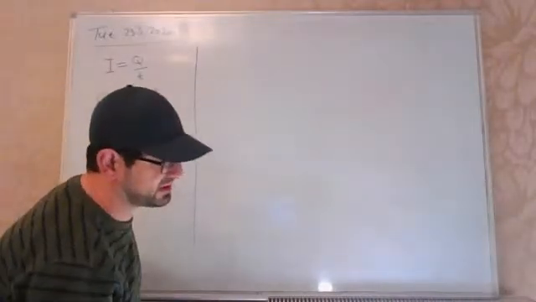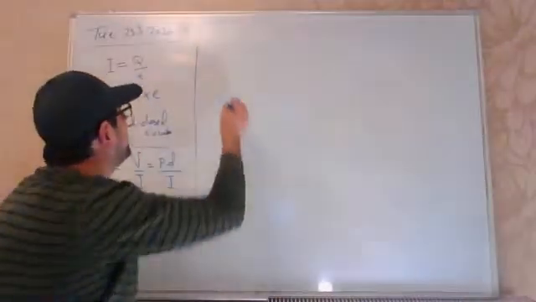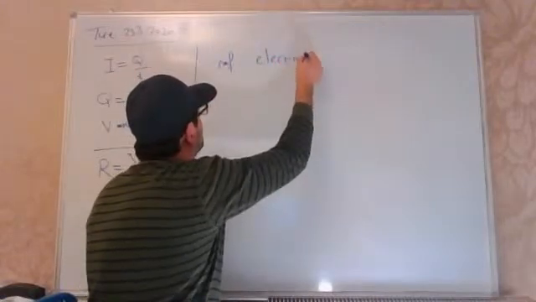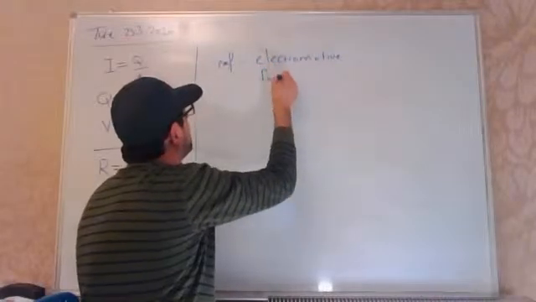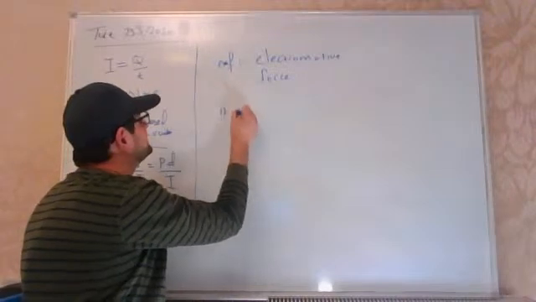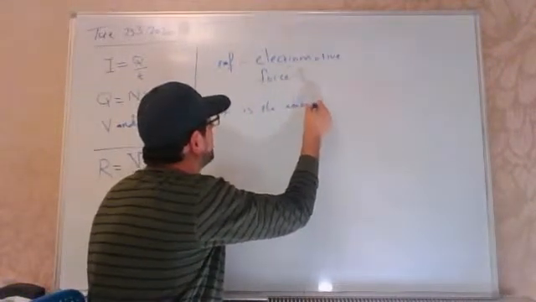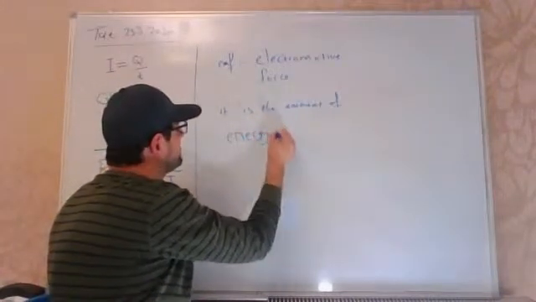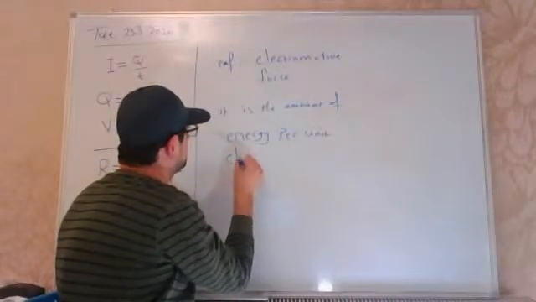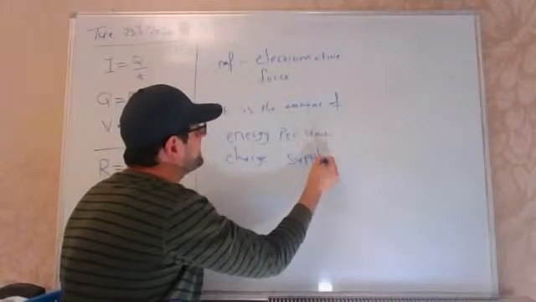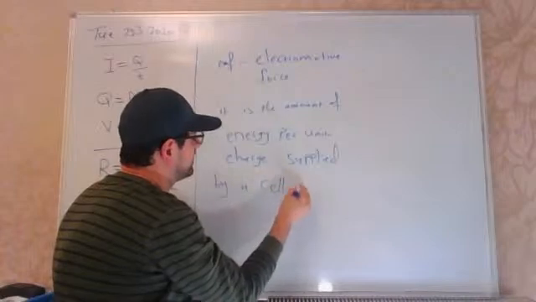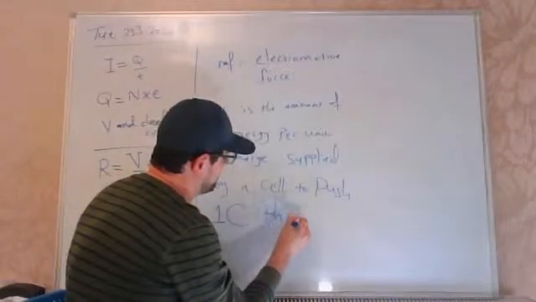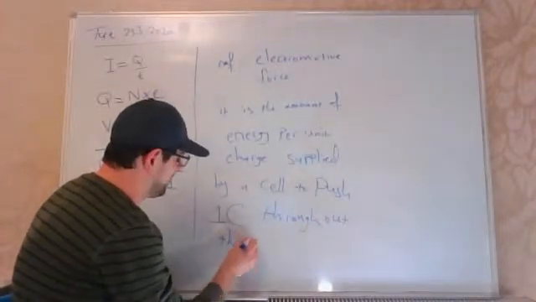طيب today let me بس introduce some new concepts. بنقول في عندنا شيء اسمه EMF. What is meant by EMF? EMF هي electromotive force. هذا اختصار لإيش؟ بس what is it؟ بنقول it is the amount of energy per unit charge supplied by a cell to push 1 coulomb throughout the whole circuit.